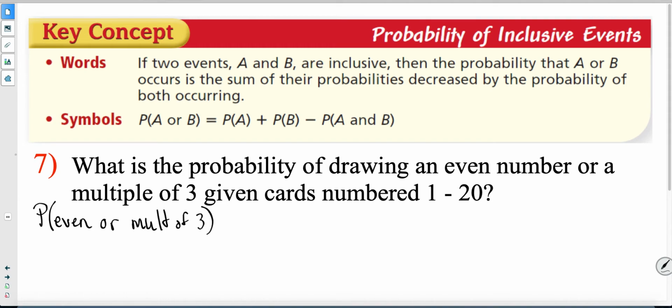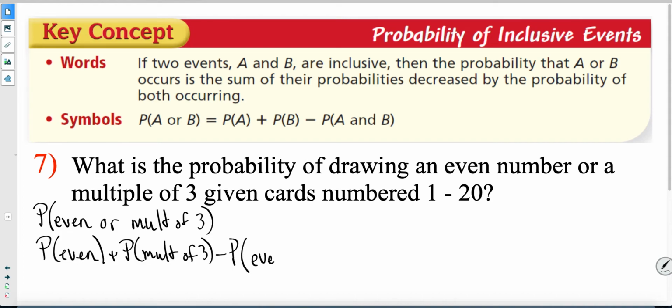So the reason that we have that probability of A and B in the back there, we're subtracting, is because we know that some even numbers are multiples of 3. So this would be the probability of an even number plus the probability of getting a multiple of 3 minus the probability of even and a multiple of 3. Okay, because that's the overlap there that we want to take care of.